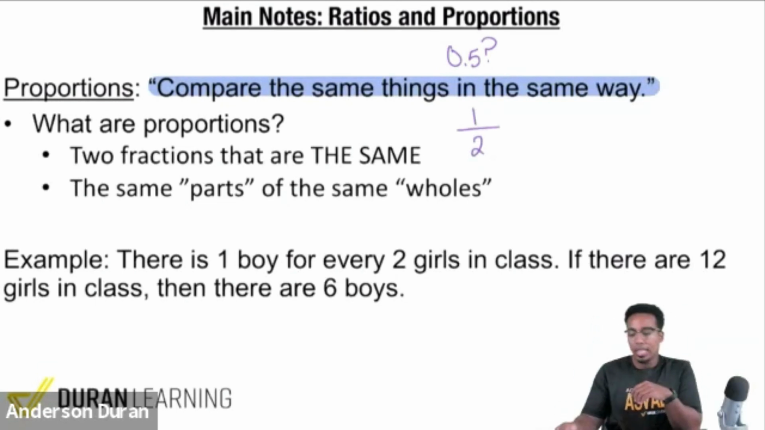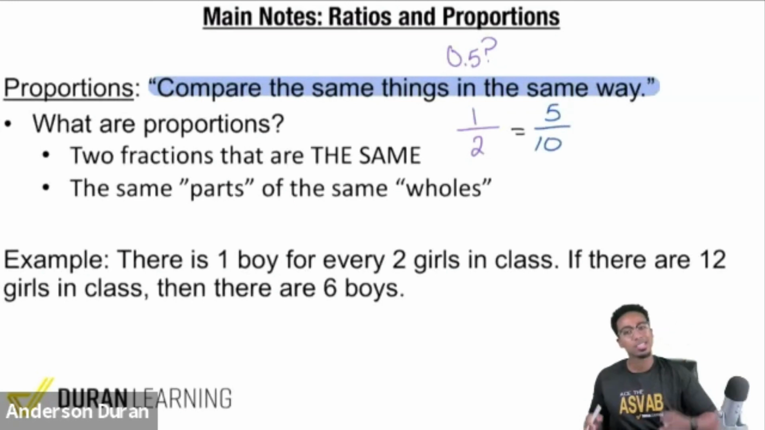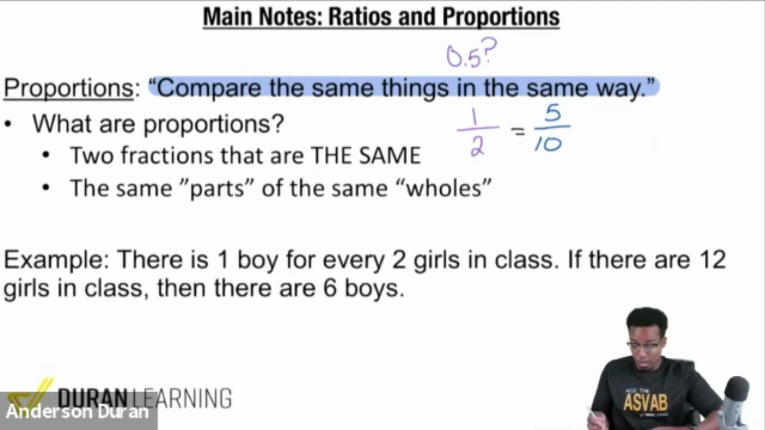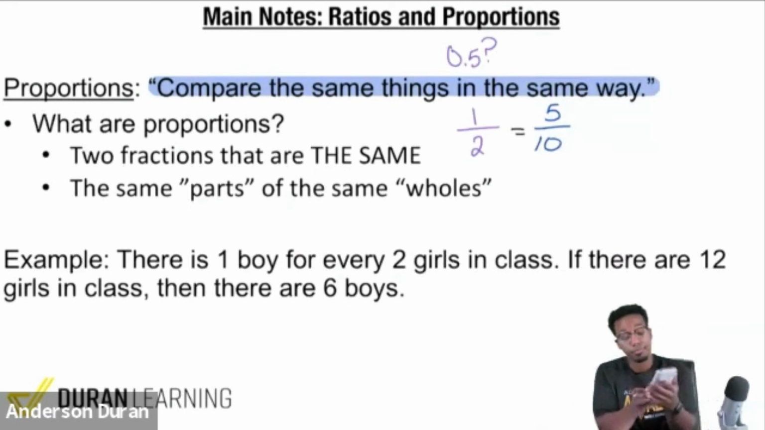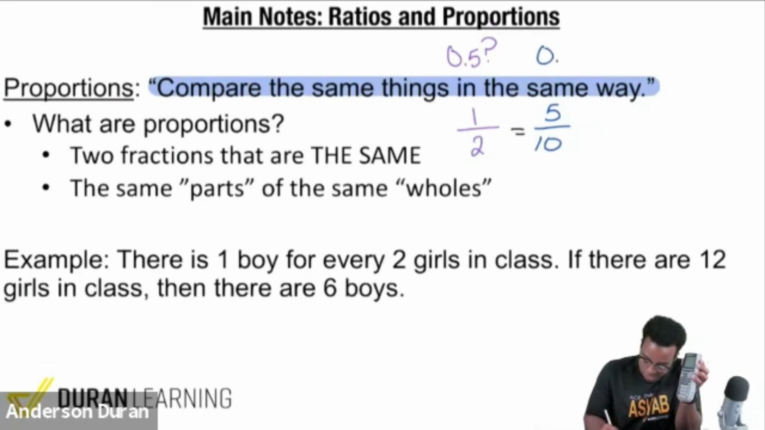All right. Now, if I were to say that 1/2 is equal to 5 divided by 10, would that still be true? These are different numbers, but is 1 divided by 2 the same thing as 5 over 10? Yes, it absolutely is. I think we can all agree there, because if you take 5 divided by 10 in that calculator, we get 0.5. We get the same thing.